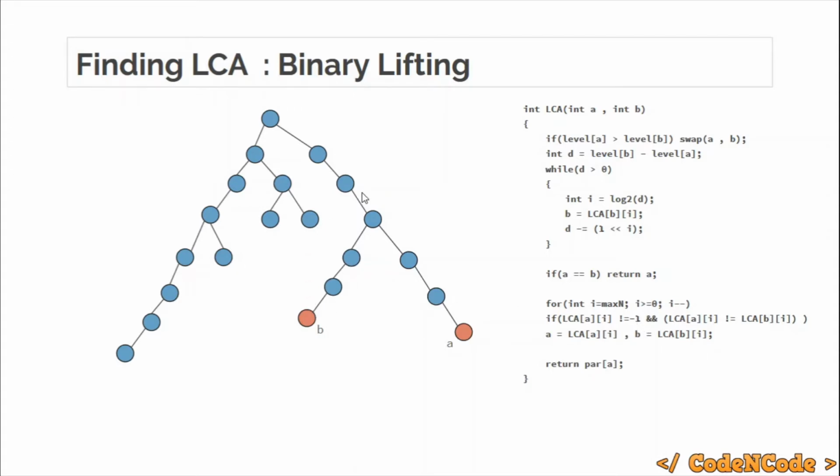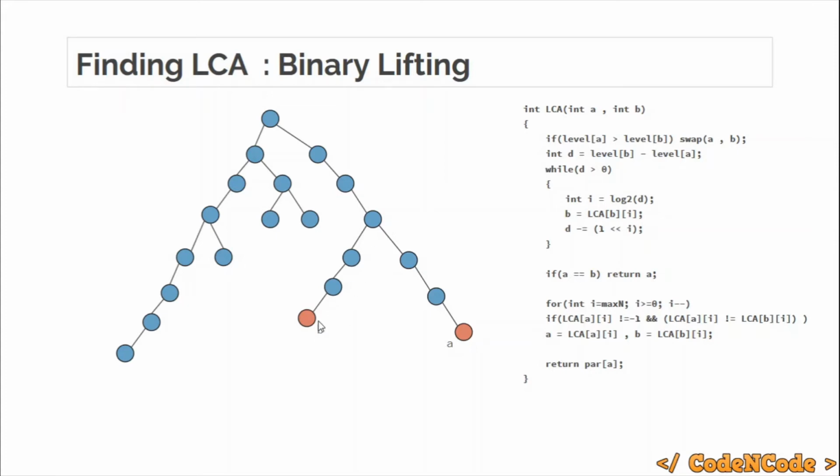The answer is no. You can see, because if we made a jump of this length, we would actually leave behind the LCA. LCA is this for A and B. So if we made a jump of length 4, we would actually leave behind the LCA. So how can we tackle that problem?